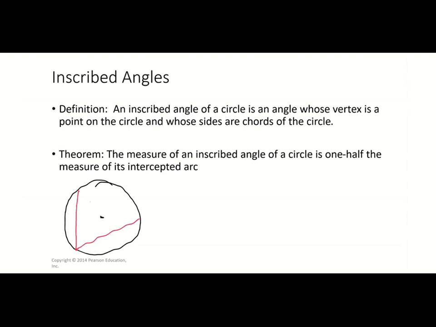To find the measure of an inscribed angle of a circle, it's going to be 1/2 the measure of its intercepted arc. So this angle intercepts this arc right here. So kind of think of it as if I extend it out, it's this arc. So if I name these points A and B, the measure of this angle right here would be 1/2 the measure of arc AB.